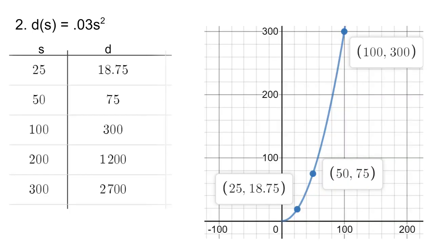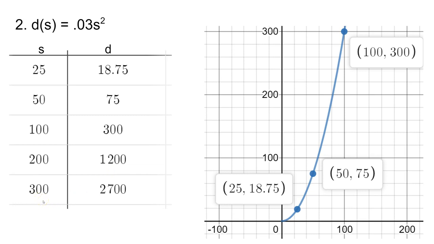So we're given in problem 2 this function rule for a Ferrari that gives us the stopping distance when we slam the brakes based on the speed of the car. As you can see in my table, if I was driving at a speed of 25 miles per hour, it would take me 18.75 feet to stop, because our speeds are in miles per hour and our distances in this function are in feet. If I was driving 50 miles per hour, it would take me 75 feet to stop, 100 miles per hour, 300 feet to stop, 200 miles per hour, 1200 feet to stop.